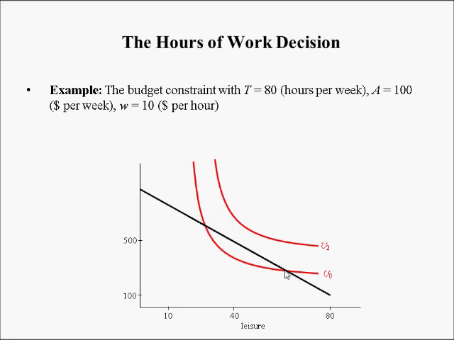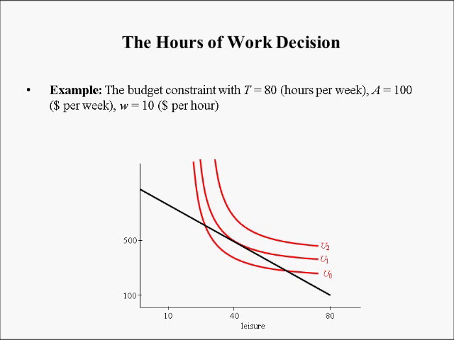Now the marginal rate of substitution is the slope of the indifference curve. The slope of the indifference curve at this point is pretty small relative to the slope of the budget line. The slope of the indifference curve at this point, the marginal rate of substitution, is really, really large compared to the slope of the budget line. So at neither one of these points does the marginal rate of substitution equal the slope of the budget line, the wage.